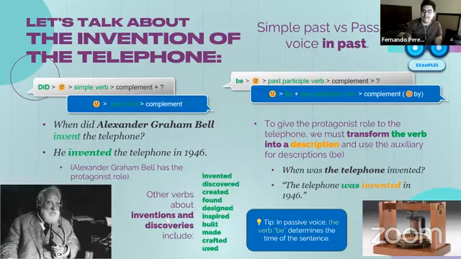For example, when you are talking about inventions and discoveries, the words invented, discovered, created, found are verbs that usually are used as adjectives. Let's call them orange because descriptions are orange in this case. Okay. Does it happen only with inventions and discoveries? The answer is no. Inventions and discoveries is one of the topics where passive voice happens.